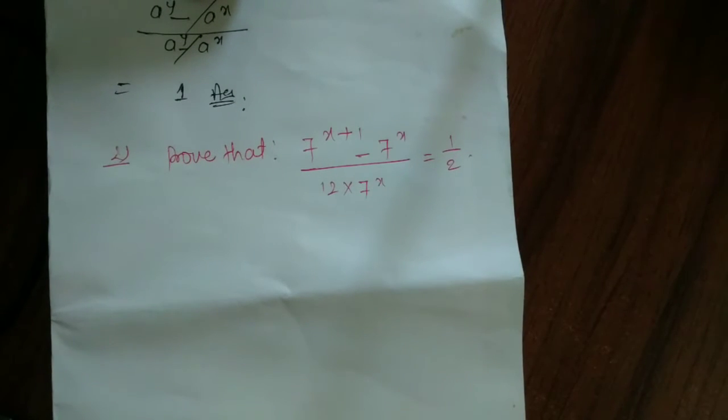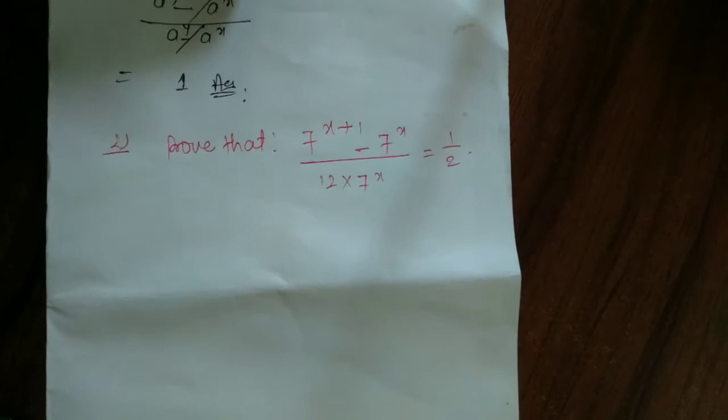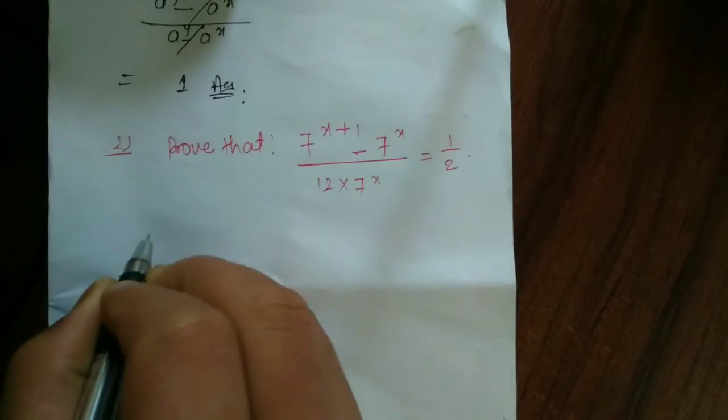Okay, here we have the next question: prove that (7 to the power x plus 1 minus 7 to the power x) whole divided by 12 into 7 to the power x is equal to 1 upon 2. It means we have to prove that the left hand side total term is equal to the right hand side, 1 upon 2, right? Okay, let's prove that. Proof.